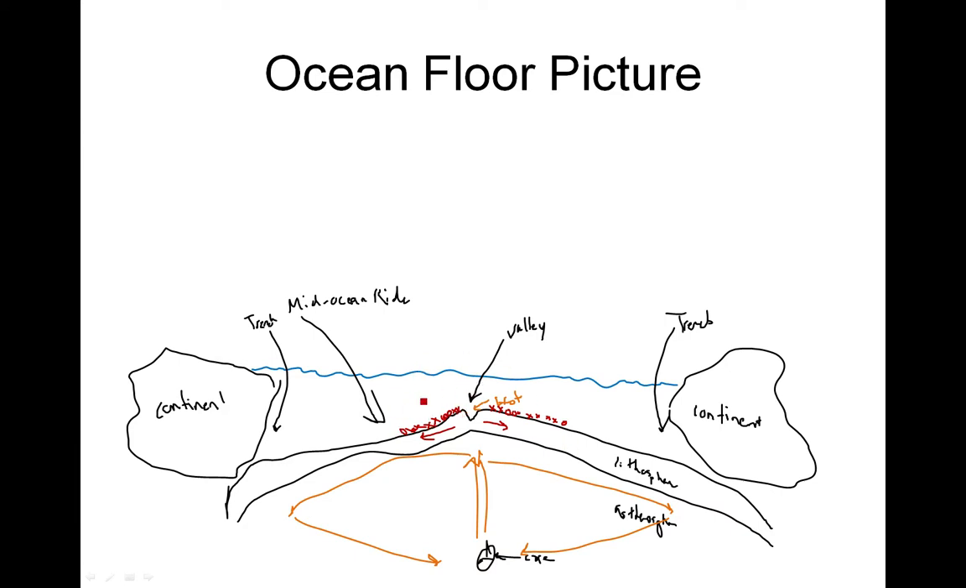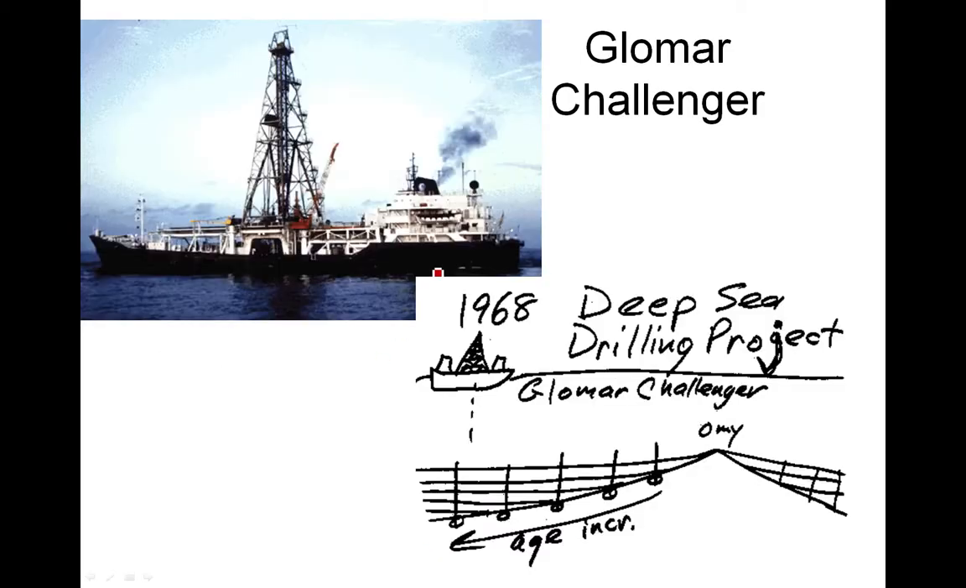The last thing we need to do is kind of finish off what Hess said. He said new ocean floor is created in the valleys, and old is getting recycled in trenches. So this old ocean floor is melting down here and getting dragged into the mantle to be recycled and remelted again. So what we need to do now is we need to prove that it's new here and old here. Okay? That's what we're going to do. To do that, we need a boat. And that boat is the Glomar Challenger.